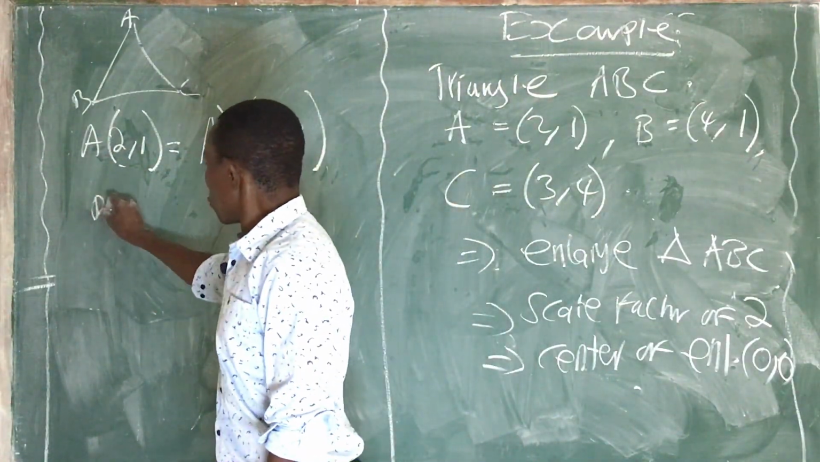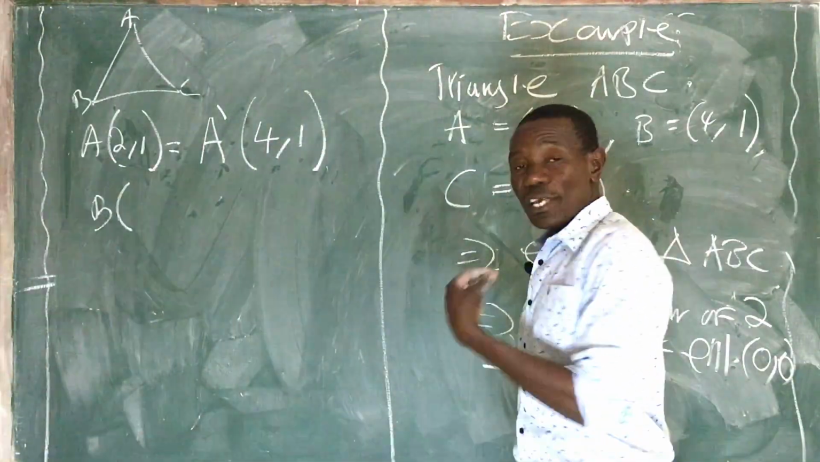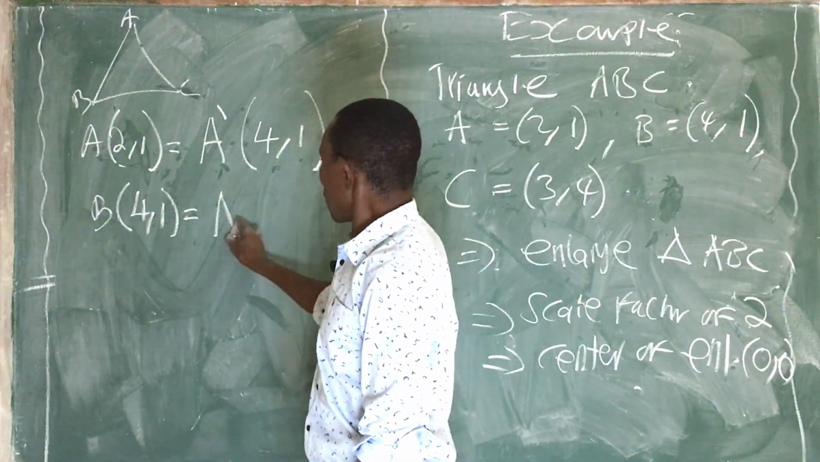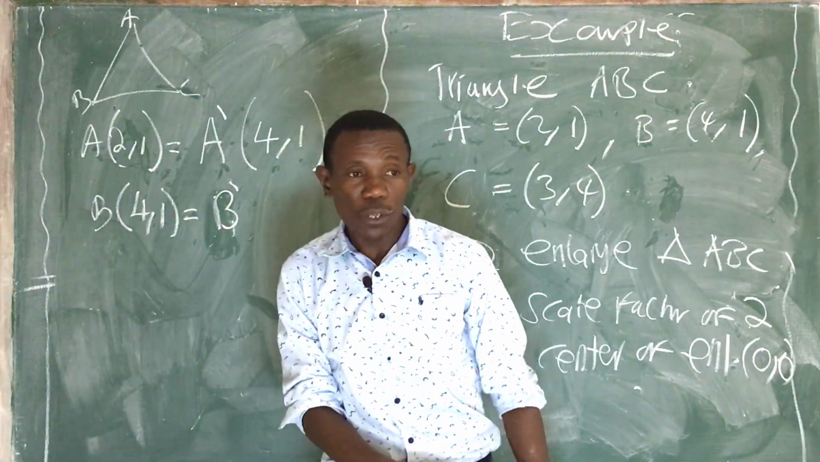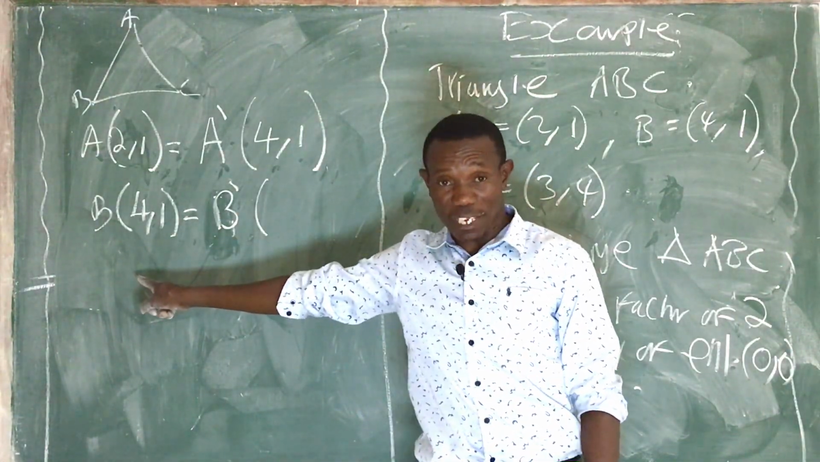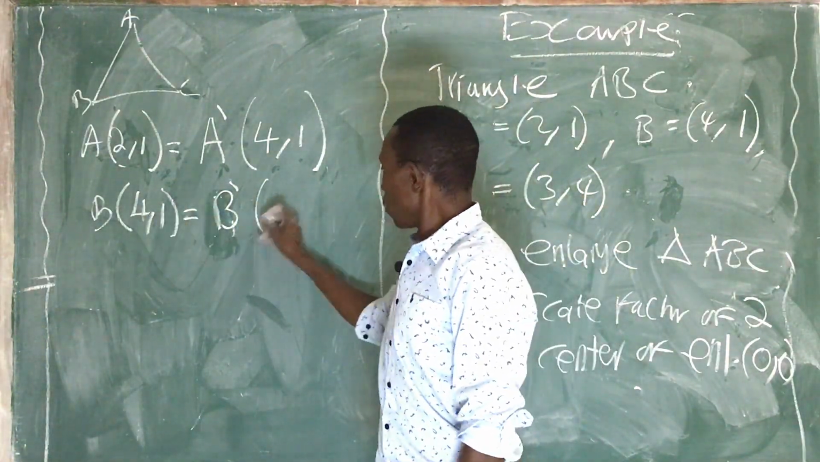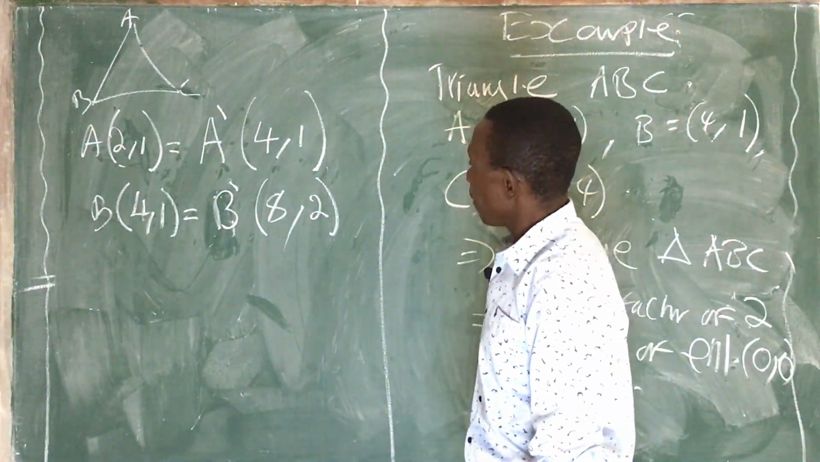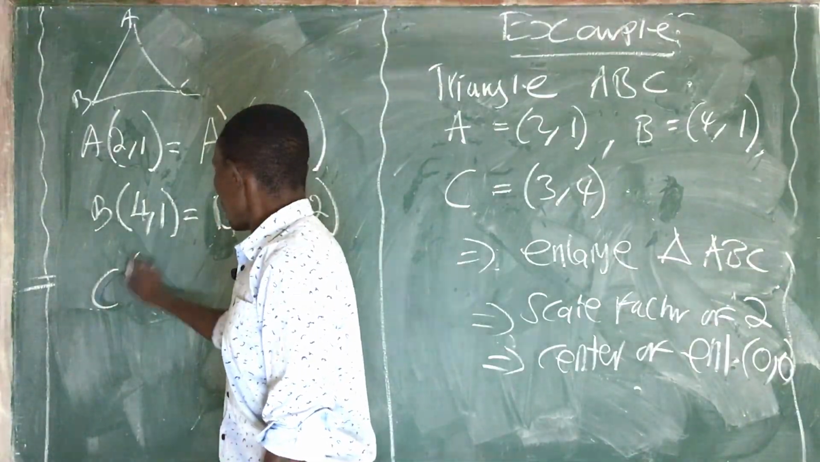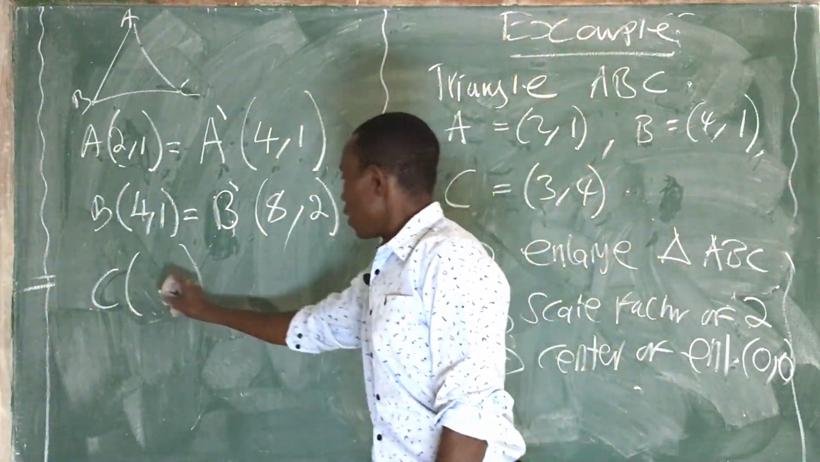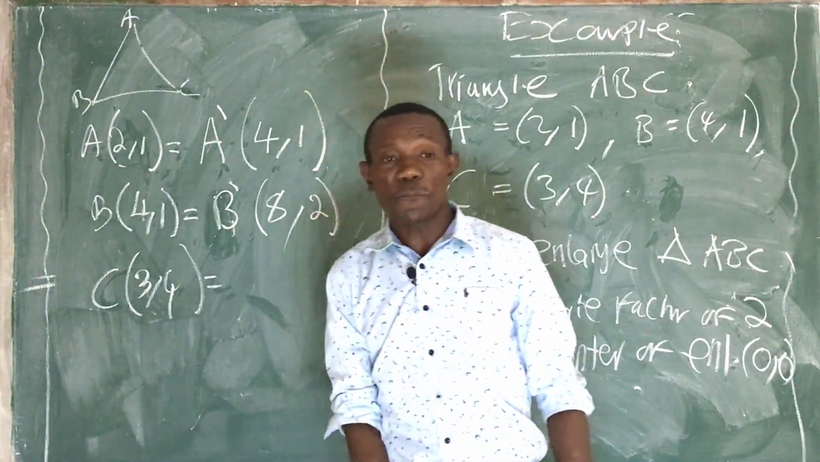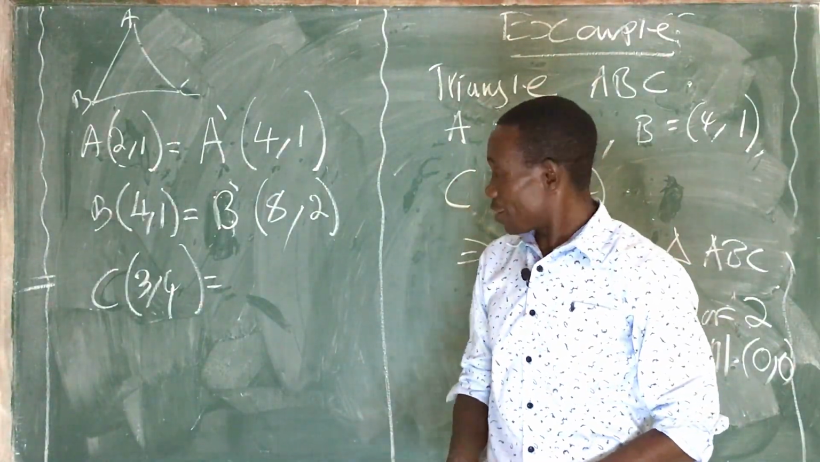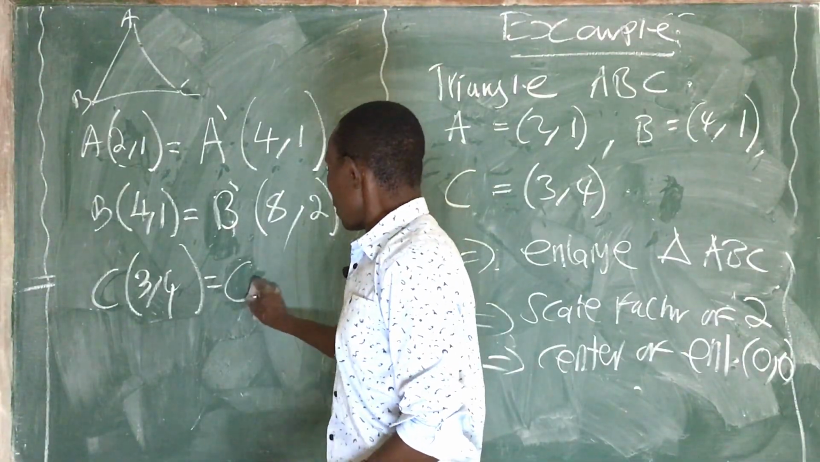Next, where will be the position of B? At the moment B is found at (4, 1). You do the same with your scale factor, which is 2, so this has to be multiplied twice as much. 2 multiplied by 4, you get 8. 2 multiplied by 1, you get 2. That's it. Then you also consider vertex C, currently found at (3, 4). What is now the image of point C? That should be defined as C prime.